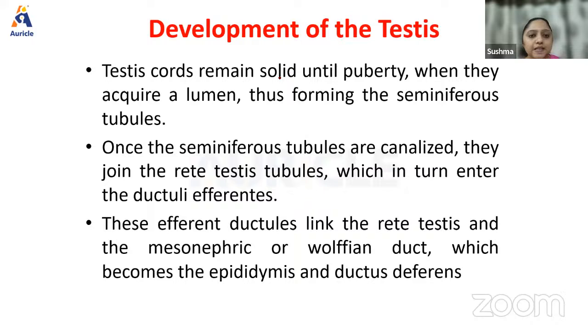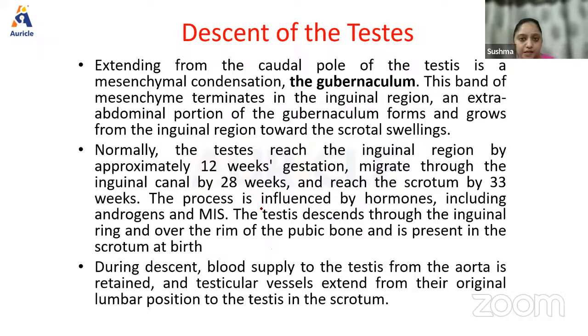Now, these testis cords remain solid until puberty, when they acquire a lumen, thus forming the seminiferous tubules. Once the seminiferous tubules are canalized, they join the rete testis tubules, which in turn enter the ductuli efferentes. These efferent ductules link the rete testis and the mesonephric, the Wolffian duct, which becomes the epididymis and ductus deferens.